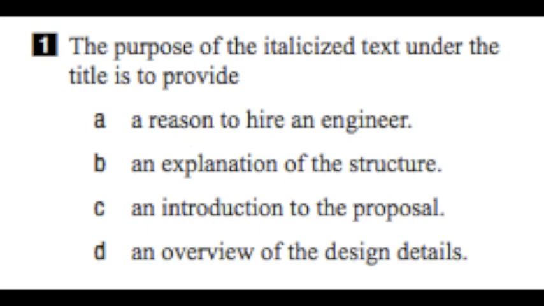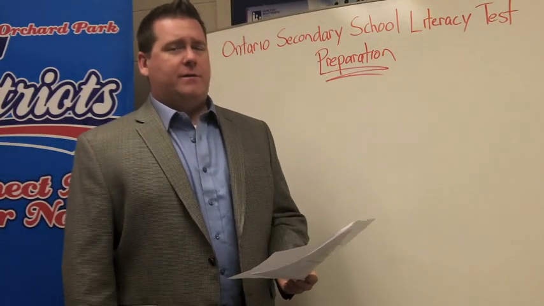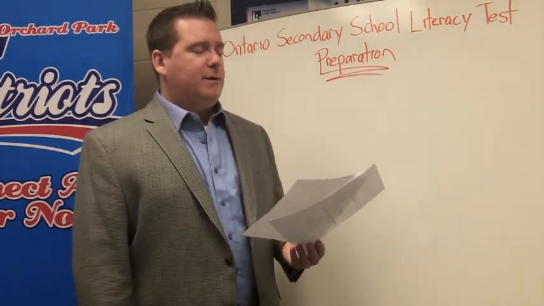Question number 1 asks, the purpose of the italicized text under the title is to provide A, a reason to hire an engineer, B, an explanation of the structure, C, an introduction to the proposal, and D, an overview of the design details. I had to go back and really rethink this one in order to identify the correct answer. And the correct answer is C, an introduction to the proposal.